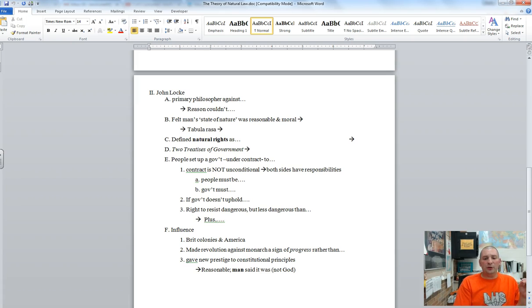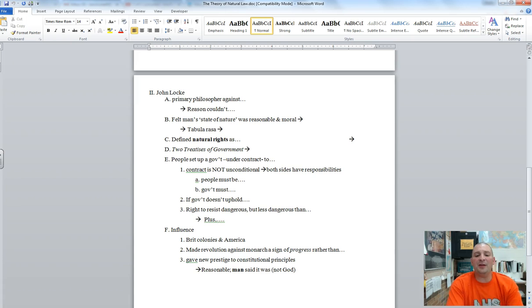Now, Locke understood the right to resist was dangerous because, some would argue, Hobbes, that was risking tyranny. But according to Locke, that was less dangerous than tyranny. The right to resist could lead to anarchy. The right to resist was dangerous because it could lead to anarchy, but it was less dangerous than tyranny, which Locke thought was incredibly dangerous against reasonable people.